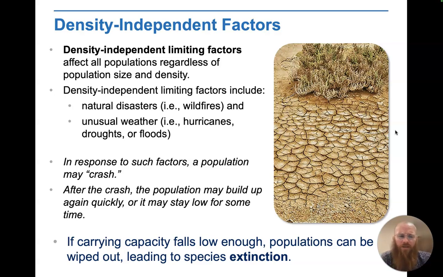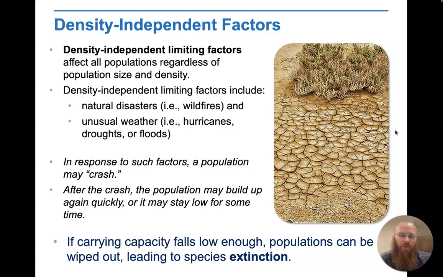So that's the important distinguisher. Things that we've discussed so far, like competition and predator-prey and disease, those things, as density increases, so does the effect that those factors can have. But these density independent factors are going to have the same effect regardless. Okay, so that's the really important difference.